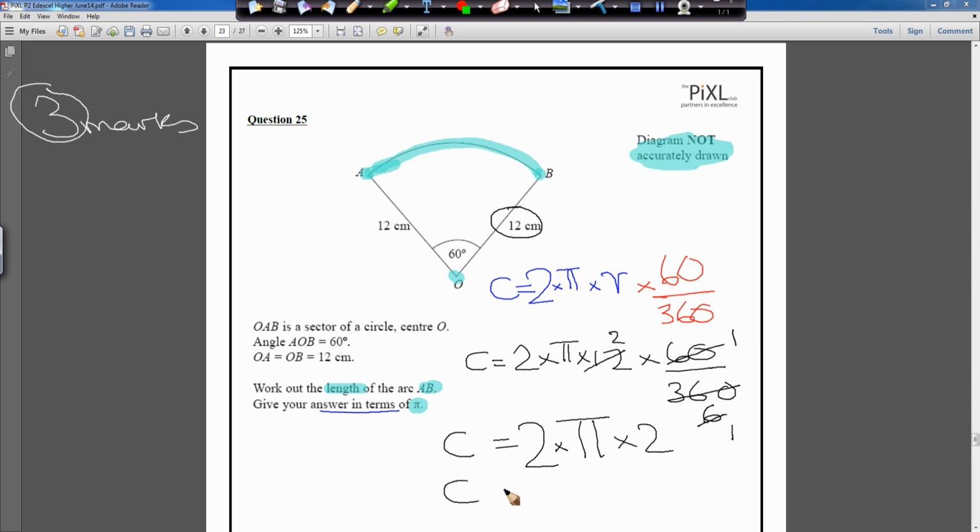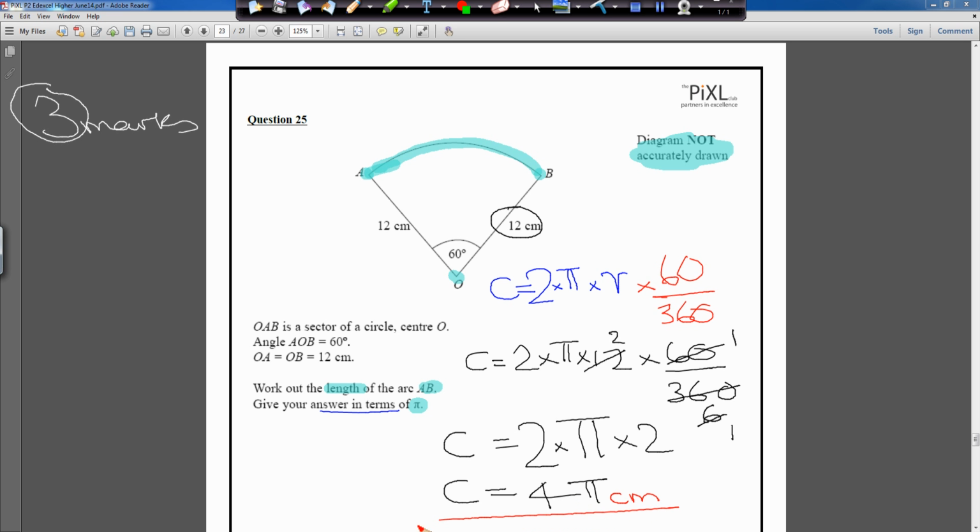So the final answer should be circumference equals 2 times pi times 2. 2 times 2 is 4. So it gives you an answer of 4 pi. So that should be our answer. That's finished. So the circumference equals 4 pi centimeters to finish it off.